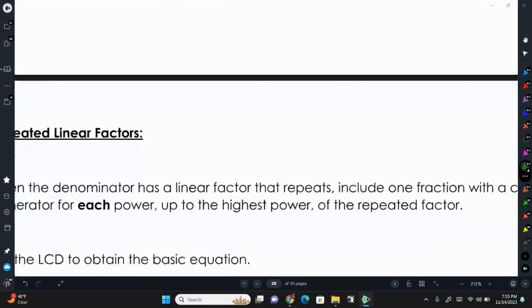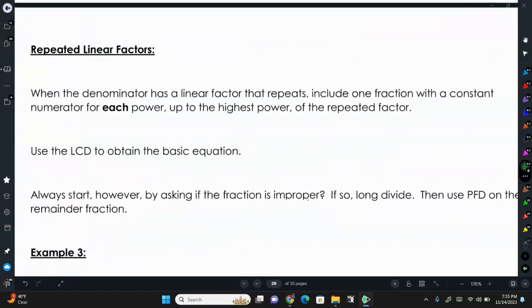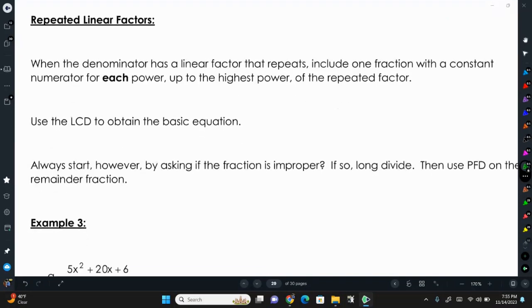All right, now let's go to the next page and talk about repeated linear factors. So if we have repeated linear factors like an x minus 2 quantity squared, then we have to have a separate fraction for each power. So an x minus 2 and then an x minus 2 squared will need to be present. We're still going to do all the same steps that we've been doing, but with these, picking a convenient value for x isn't always possible.